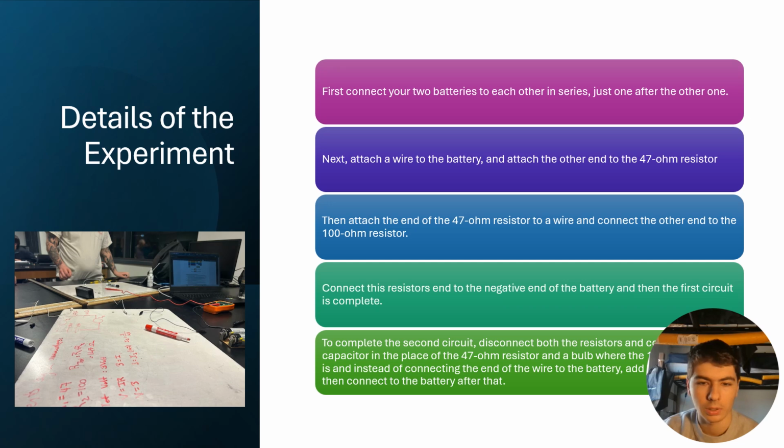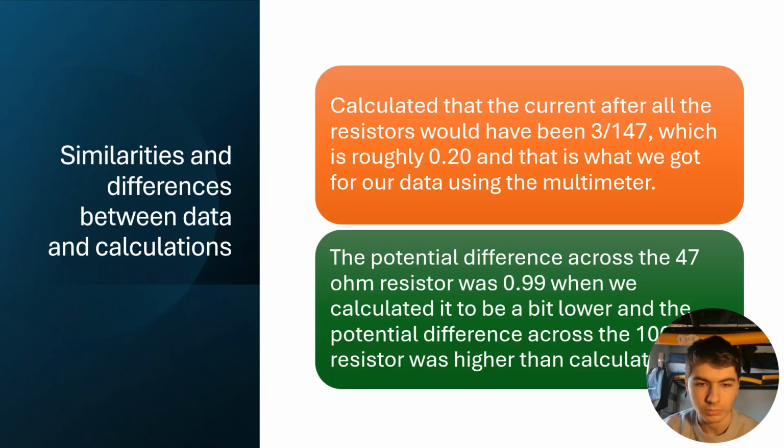So the details of our experiment. First, we'd connect the two batteries to each other in series. Next, we'd attach a wire to the battery, the other end to a 47 ohm resistor, then attach the other end of the 47 ohm resistor to a wire, and then to the 100 ohm resistor, and then connect the resistor's end to the negative end of the battery, and then the first circuit would be complete. For the second circuit, we'd remove both the resistors and place in a capacitor instead of where the first resistor was, and then connect two light bulbs after the capacitor, and then connect that back to the negative end of the batteries.